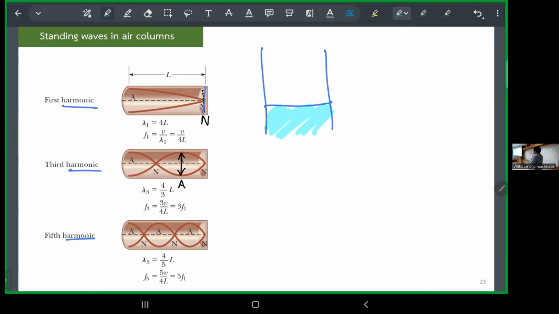Okay. Let me put that. Let me do it. Okay. It is longer. It's lower. Right? You can keep doing this.